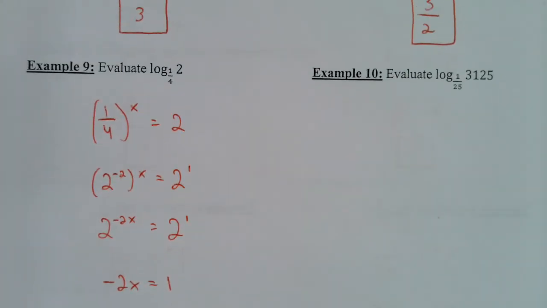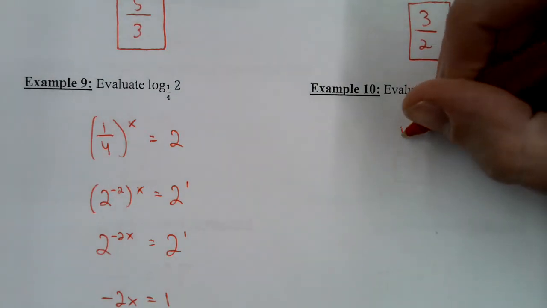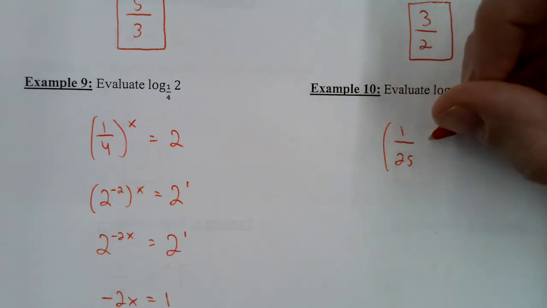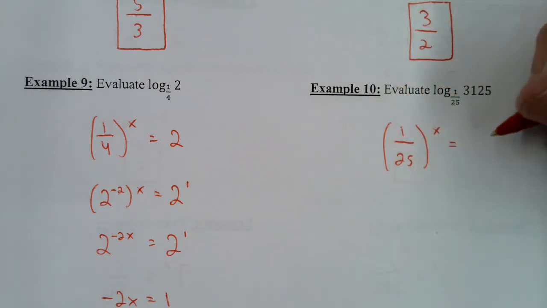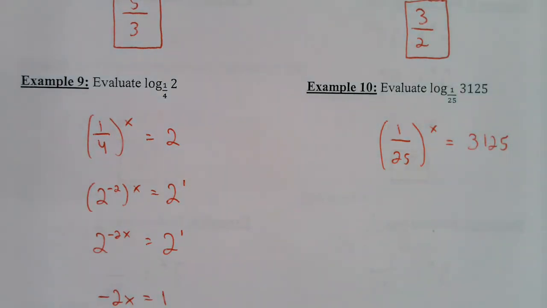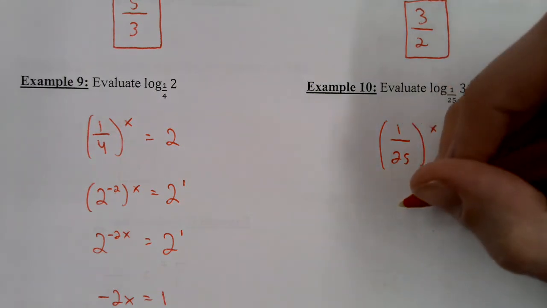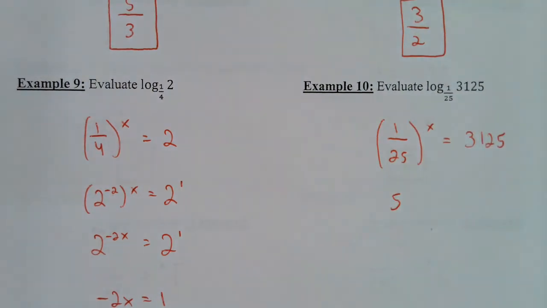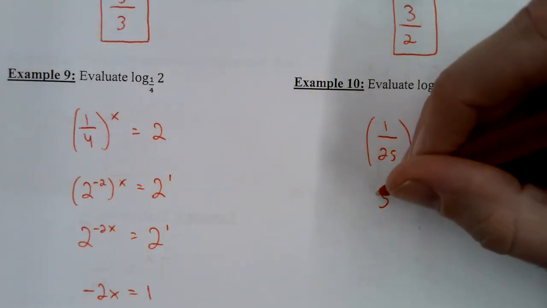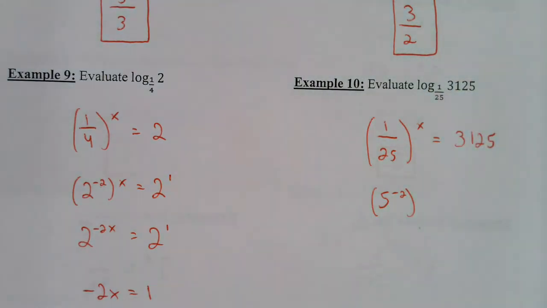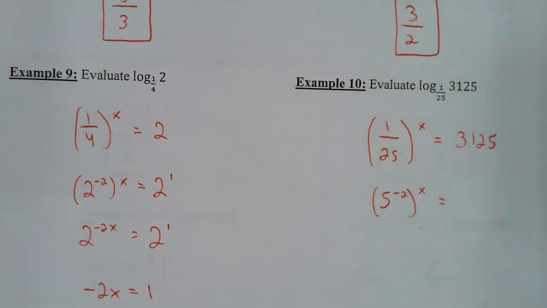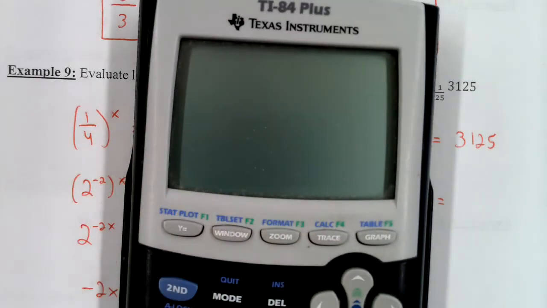And one more to end it. Exponential form first. Let's write each side with the same base. I'm going to use a base of 5. If 5 squared is 25, then 5 to the negative 2 power is 1/25. And 5 to the 5th power is 3,125.